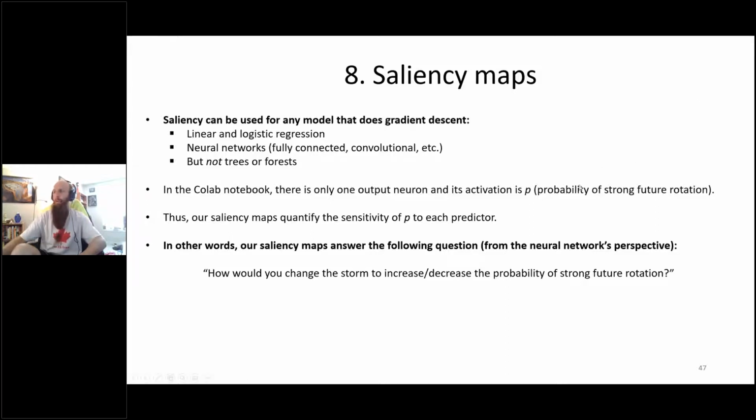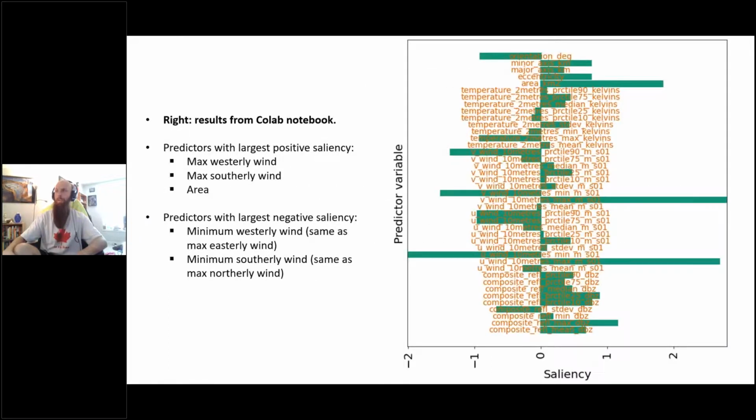Like I said, in the Colab notebook, we're only looking at the activation of the output neuron. So our saliency maps, the ones I'm going to show you, quantify the sensitivity of strong rotation probability, which I just call P, to each predictor. In other words, the saliency maps I'm showing you are answering the following question from the perspective of the neural network. We're asking the neural network, how would you perturb the storm to increase or decrease the probability of the storm achieving strong rotation in the future?